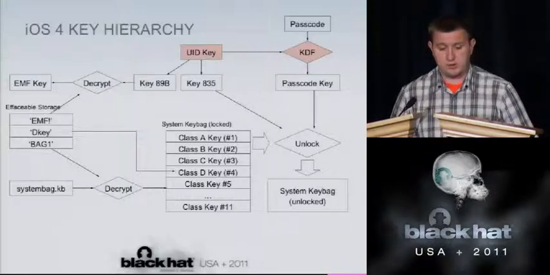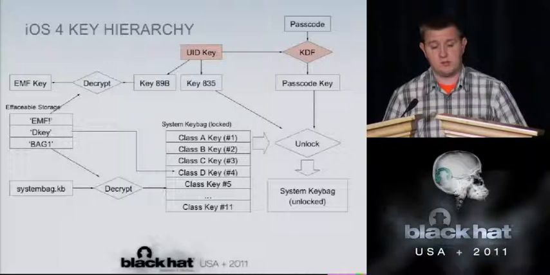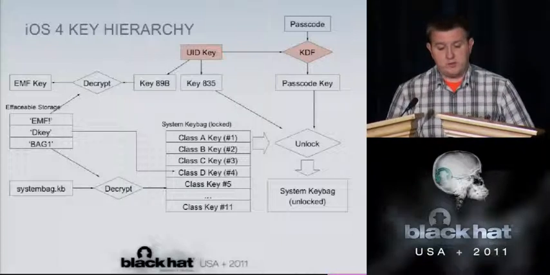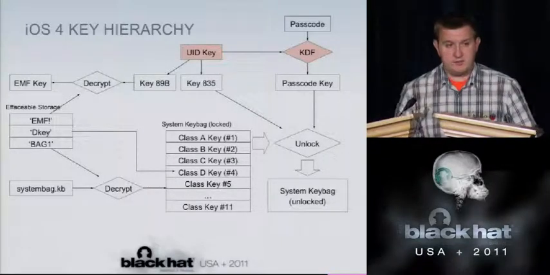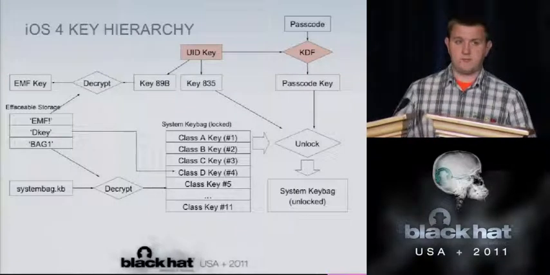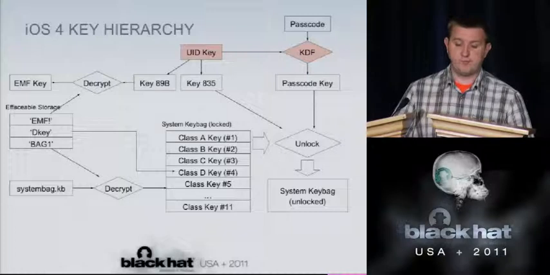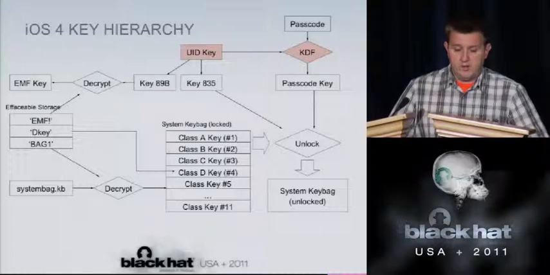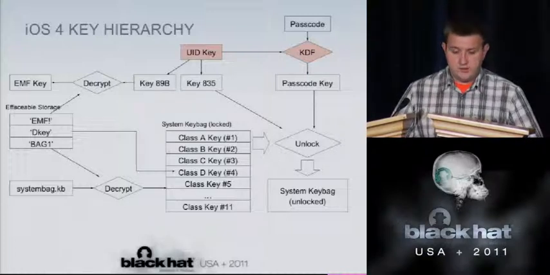The second one is the Bag1 key, which is an encryption key used to protect the payload of the system keybag file. The system keybag is stored on the file system, and its payload, its contents, are encrypted with the Bag1 key. And the third key is Dkey.